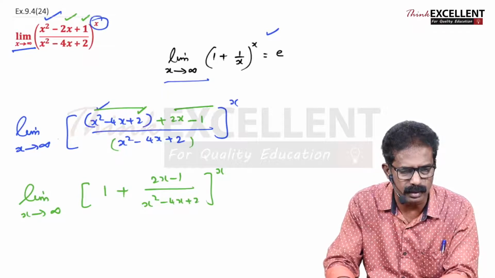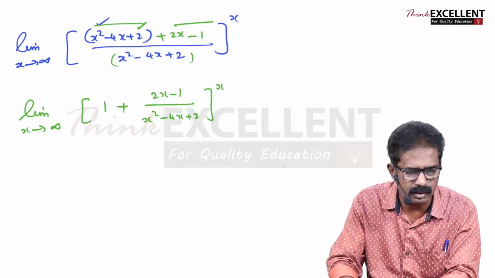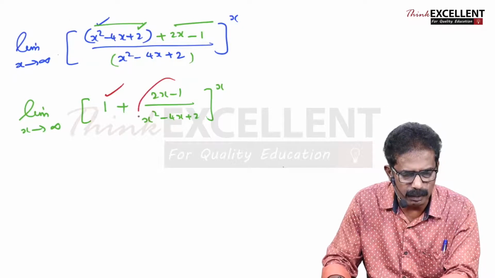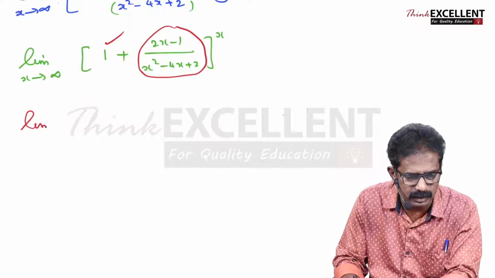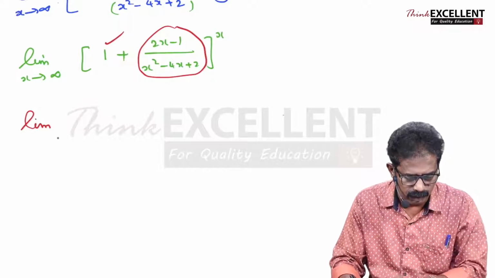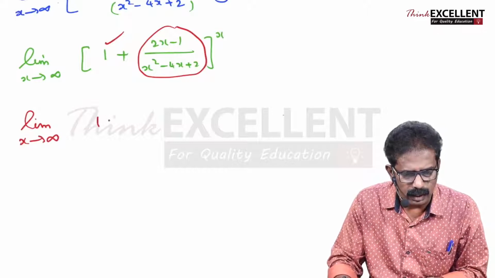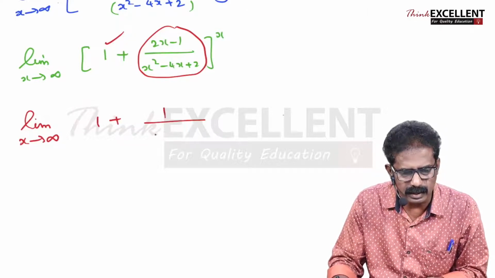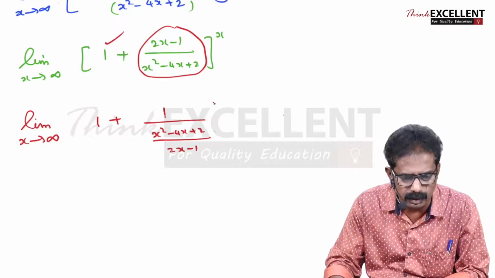This 1. Now we need 1 by x. So 1 you got it. But we want 1 by something. So that's the next step. Limit x extends to infinity, 1 plus, you write 1 by, write the reciprocal, (x square minus 4x plus 2) by (2x minus 1). Value not changed. Actually the 2x minus 1 has to go up, raised to x.